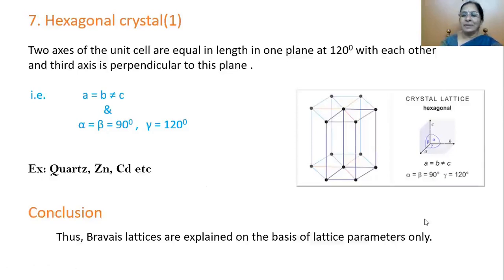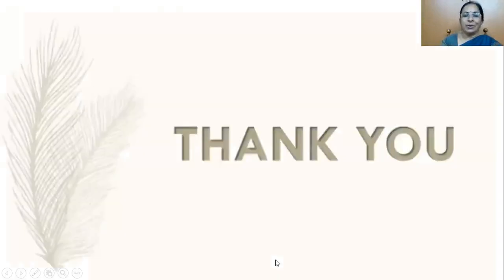These Bravais lattices are explained on the basis of lattice parameters only. In all the seven systems, we used the primitives A, B, C and the interfacial angles. So we conclude this talk on crystals and its structure.